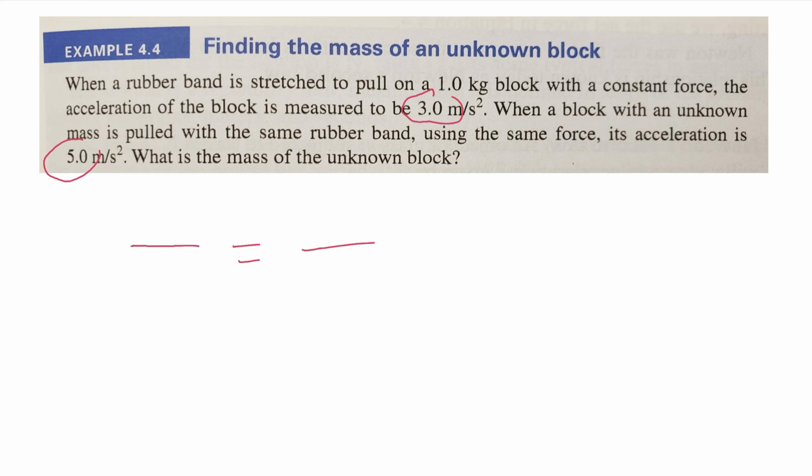So I want to set up a proportion. If I put the mass here, then the other mass will go below. So we can put 1.0 kilogram. This is the one that we knew. The mass that we knew was on the bottom, which means the acceleration for the mass that we knew will be on the bottom on the other side. Agreed? Okay.